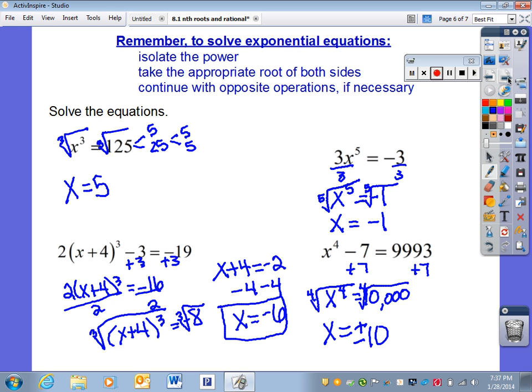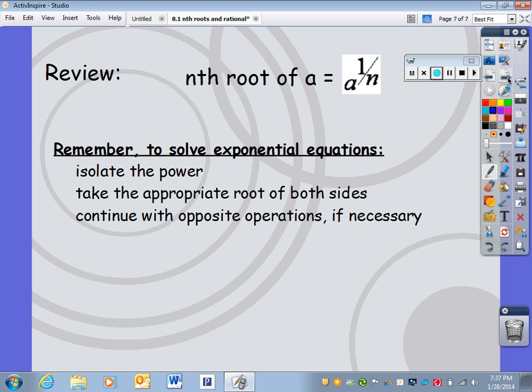To review, please make sure you remember that the nth root of a is equal to a to the 1 over n power. Remember to solve exponential equations by isolating the power, take the appropriate root of both sides, and continue with opposite operations if necessary.